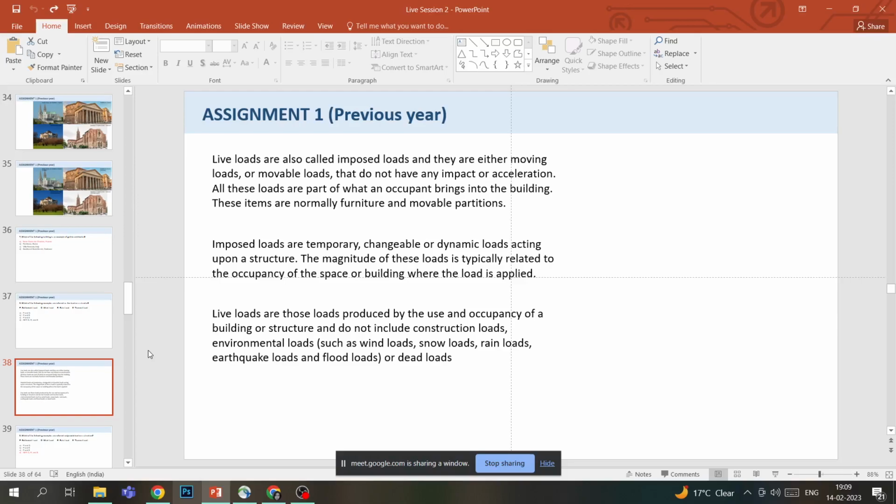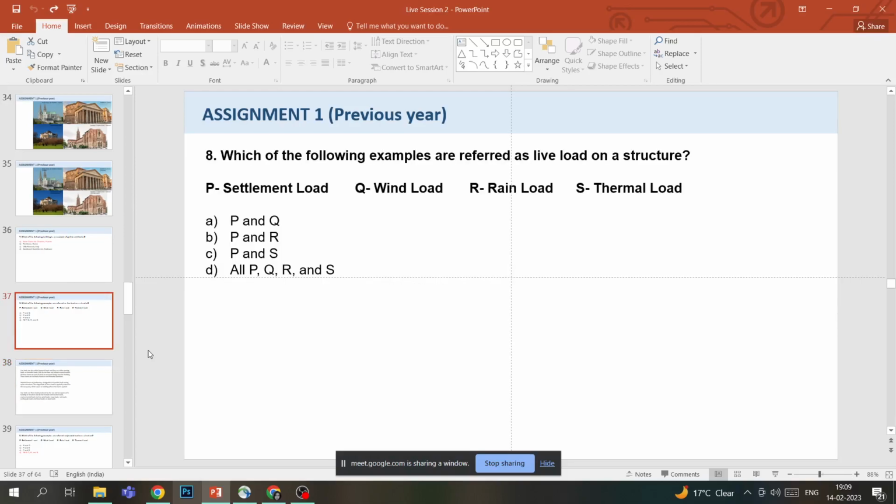And also live loads are produced by the use and occupancy of a building and structure, and it does not include construction loads, it does not include environmental loads, which is wind loads, snow loads, rain loads, and earthquake loads and flood loads, and it does not include dead loads also. So this question actually asks which of the following examples are referred to as live load on a structure, but none of these options are actually live loads. So I think probably the question was wrong.